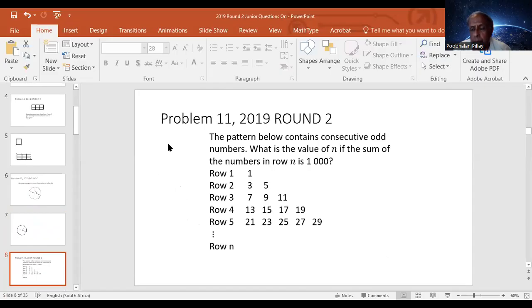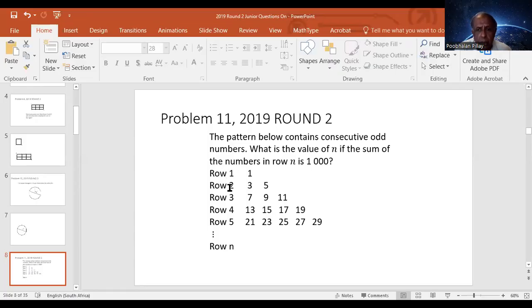So we're now at problem 11. The pattern below contains consecutive odd numbers. The first row has only 1. The question is, what is the value of n if the sum of the numbers in row n is 1000?